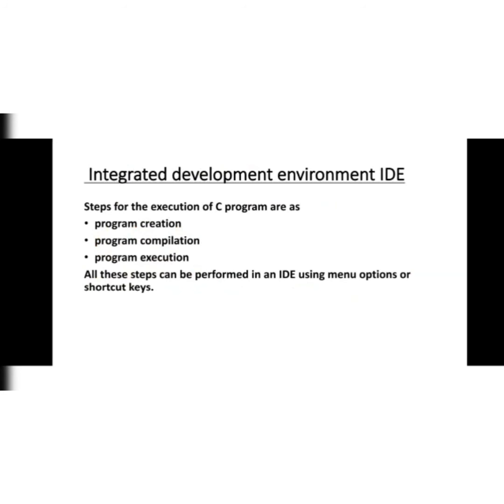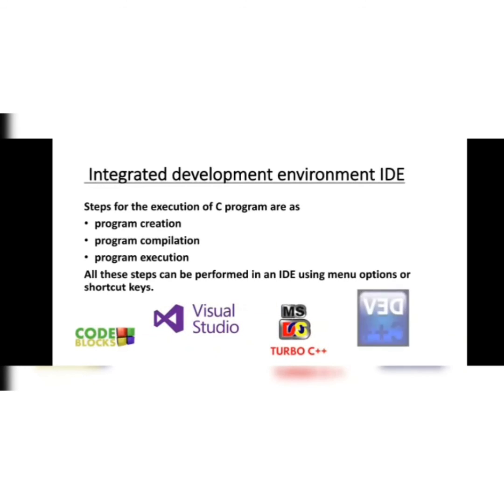The steps for execution of a C program are program creation, program compilation and program execution. All these steps can be performed in an IDE using a menu option or shortcut keys. There are so many IDEs available in the market today. Turbo C, Visual Basic, Dev C, CodeBlocks are some of the IDEs that can be used for developing C programs.